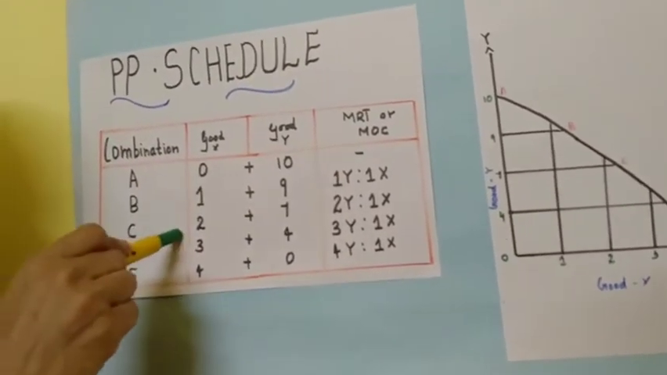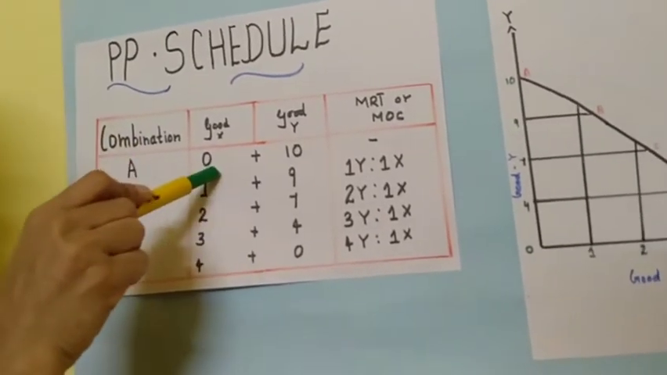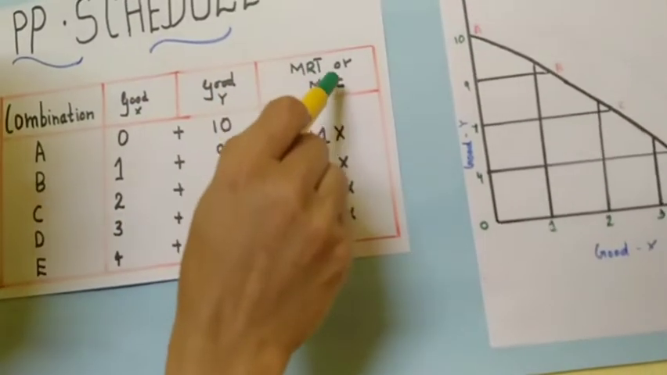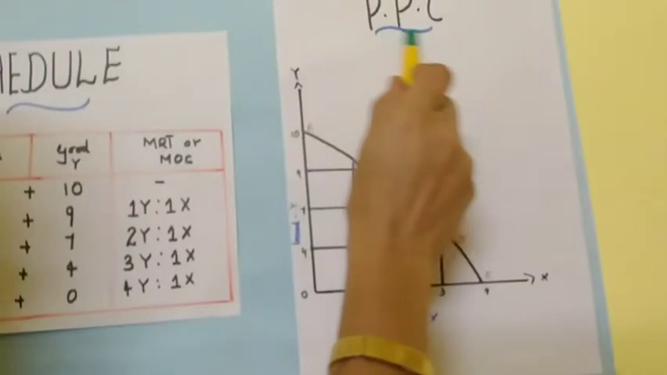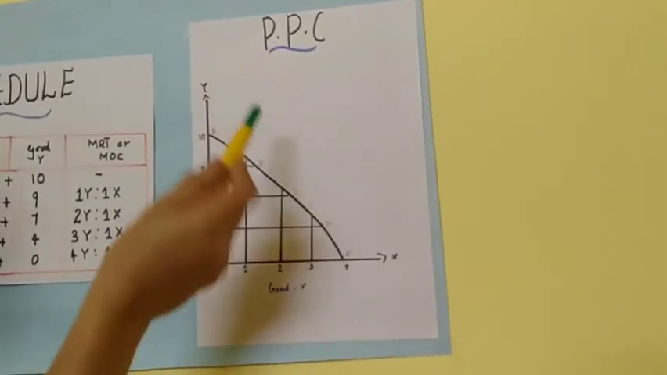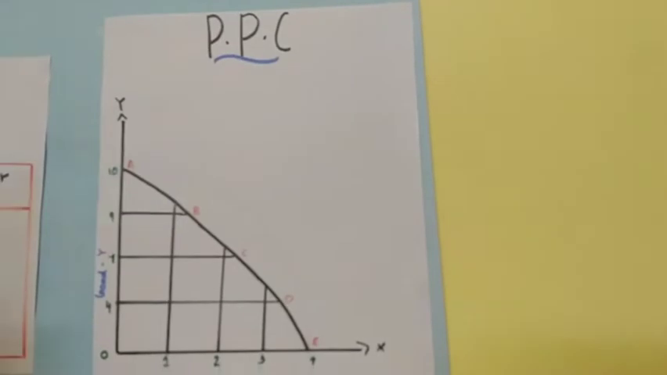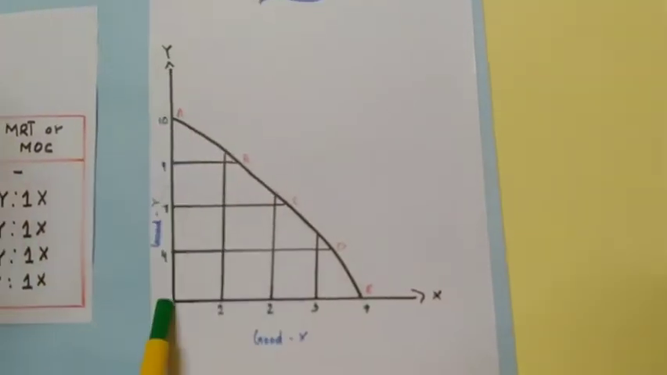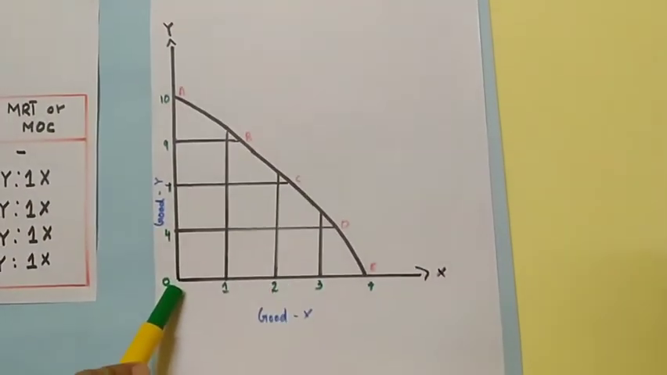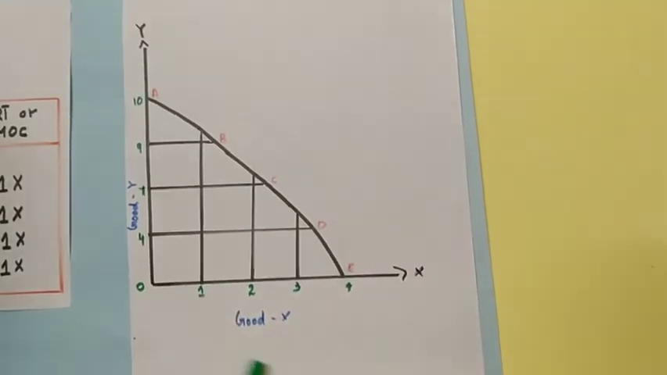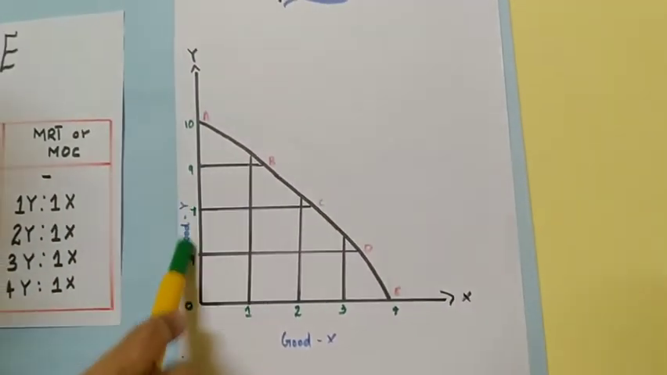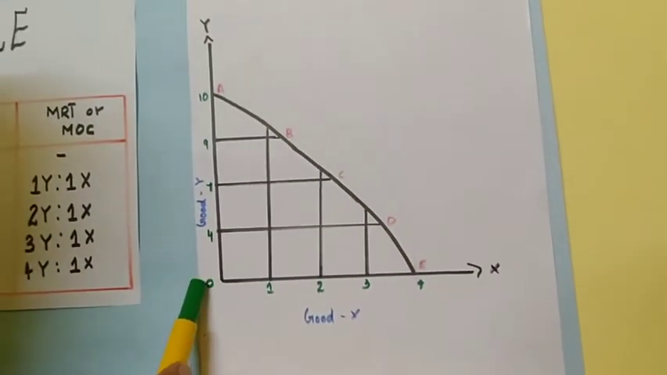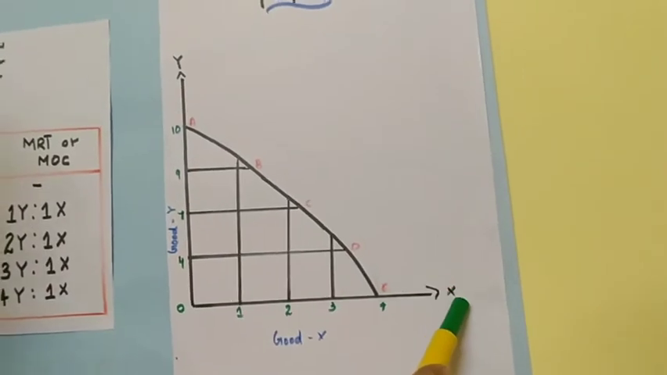This schedule shows the different combinations of the production of good X and good Y, and we are calculating MRT and MOC. Then we move to the curve, PPC or PPF, production possibility curve or production possibility frontier. Here we can see this is the x-axis and y-axis. You are very good at maths, I know that. The x-axis represents good X, the y-axis represents good Y. In the beginning, when we are not producing any X, there is no production of X.